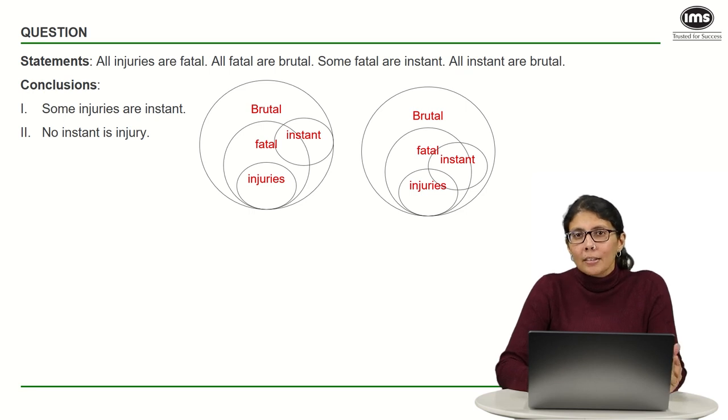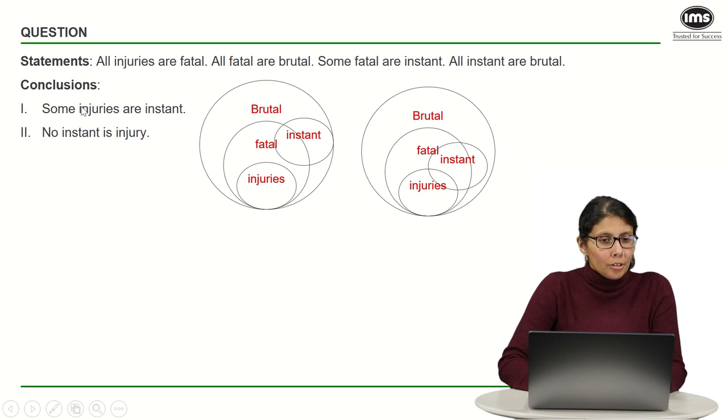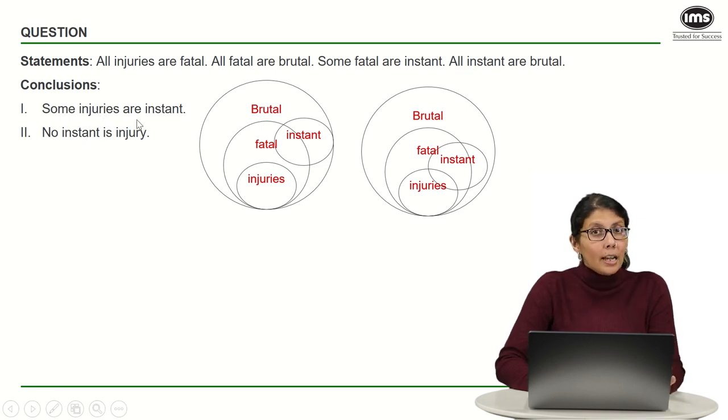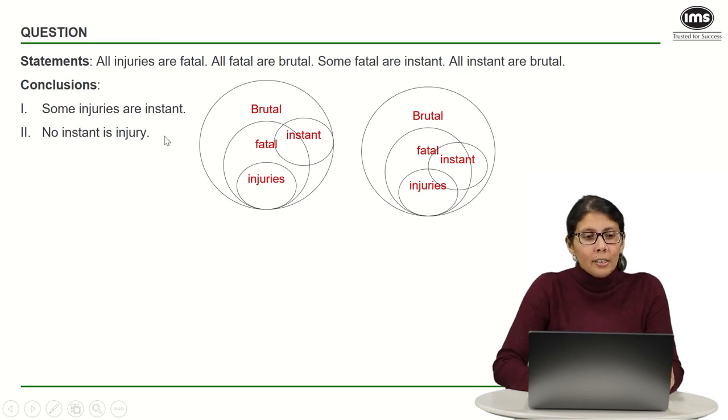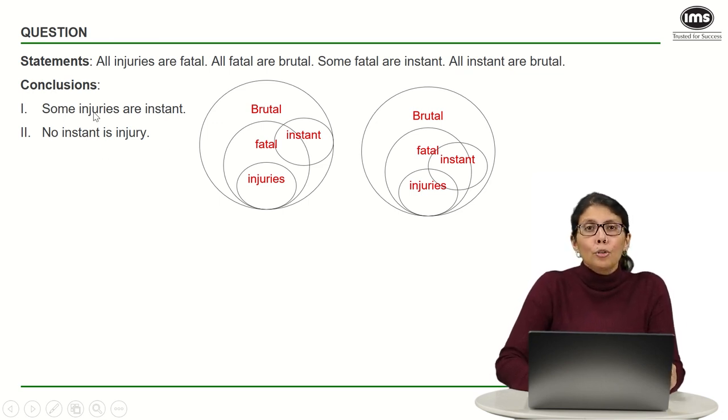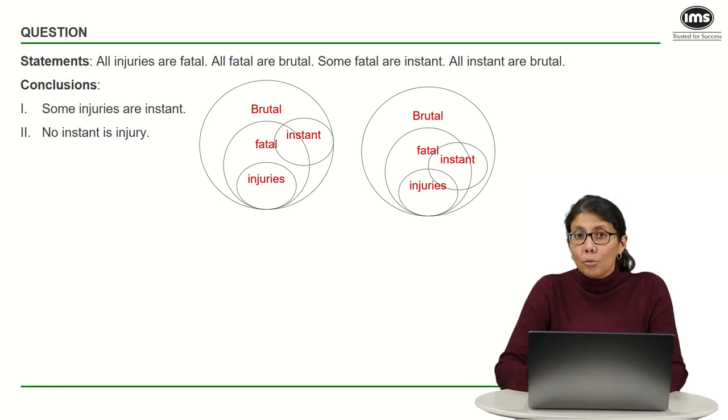Why are we even considering so many possibilities? There is a reason. Let's look at our conclusions. What you should notice is that the categories are the same in both the conclusions. Injuries and instant, instant and injury. You should also see that the 2 conclusions are mutually exclusive. They cannot both be true at the same time. Whenever you see a situation like this, you should consider the possibility that though both cannot be true, one of them might just be true.